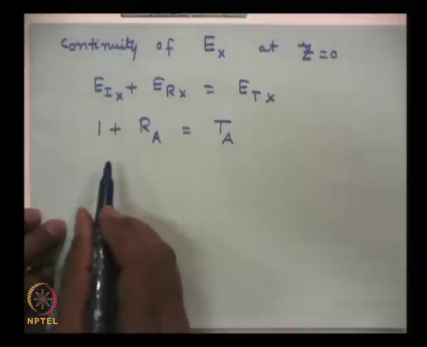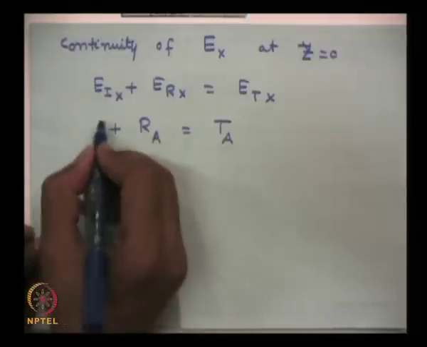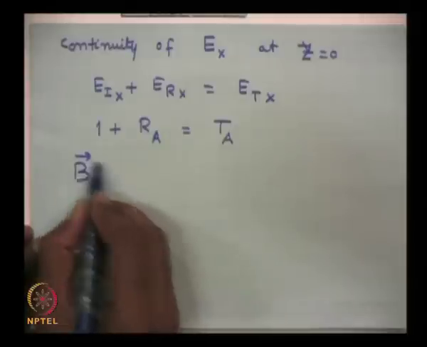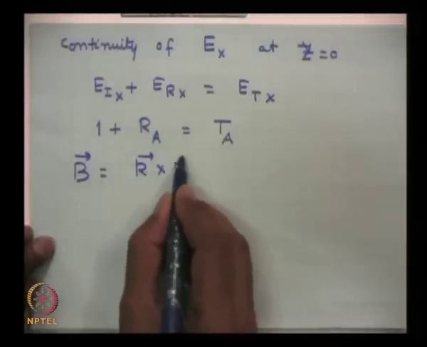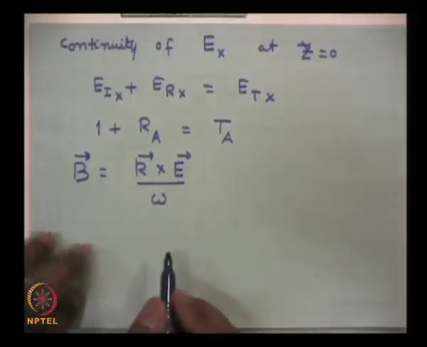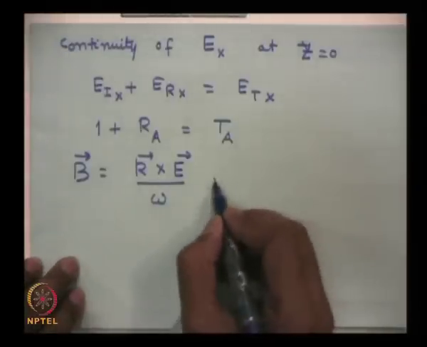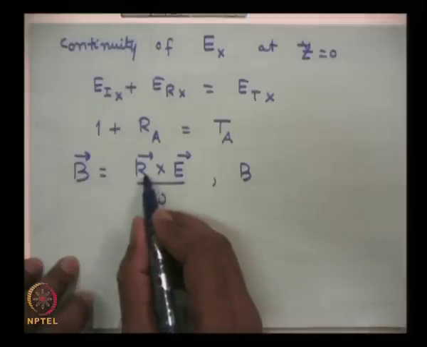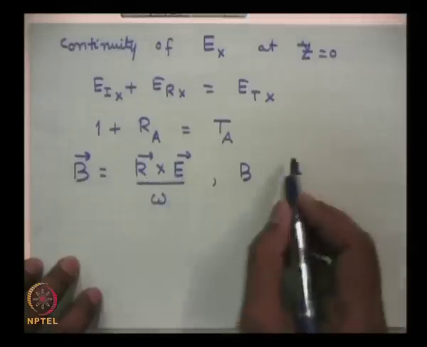Second thing is magnetic field, continuity of magnetic field. Now magnetic field we already know for a wave, B is equal to K cross E upon omega. What you get from here for the incident wave, B, well, please understand, K is in the Z direction, E is in the X direction, so K cross E will be in the Y direction.